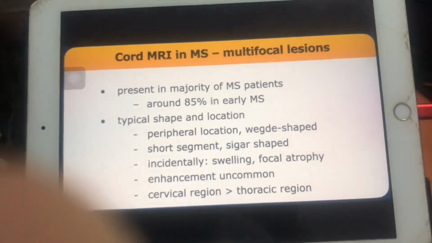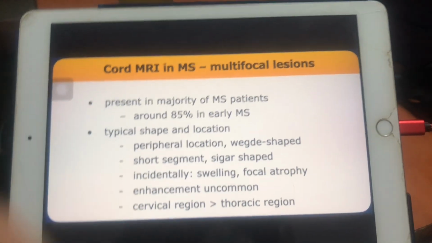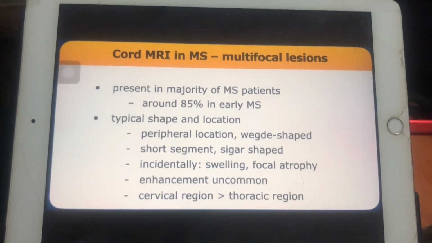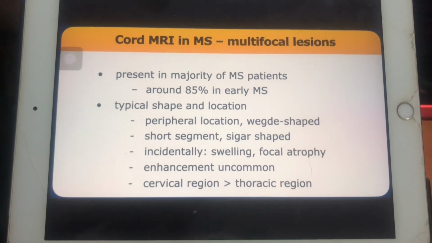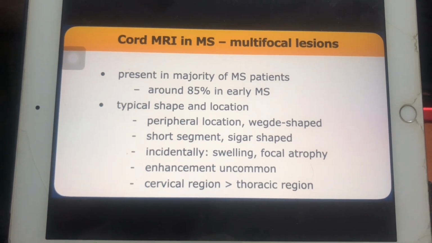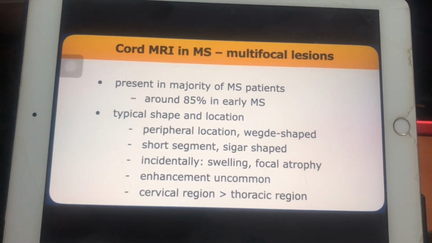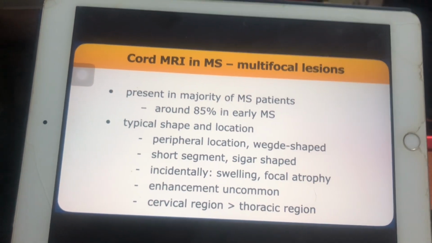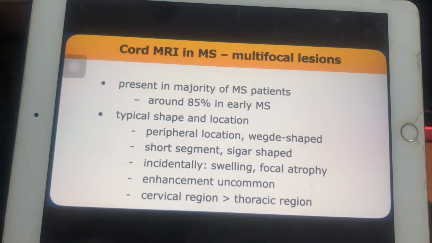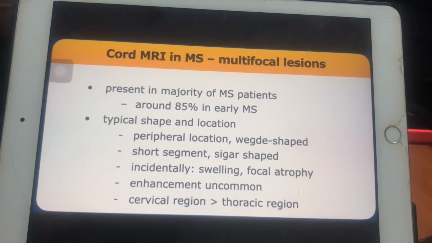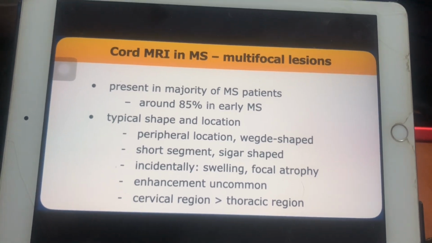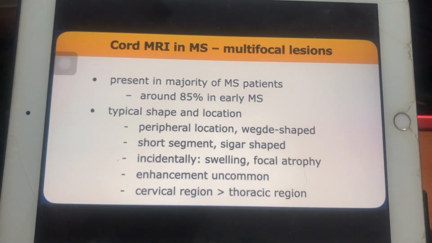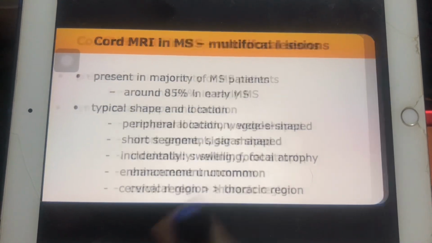So yes, it is present in the majority of MS patients, around 85% in patients who have MS present very early, and typically they are peripherally located, they are wedge shaped, they are short segment. What do you mean by short segment? It is involving less than 2 vertebral segments. Okay, they are cigar shaped, and sometimes there can be cord edema or myelomalacia, which means cord atrophy. Spinal cord lesions don't enhance commonly, and it is more commonly present in the cervical region compared to the thoracic.